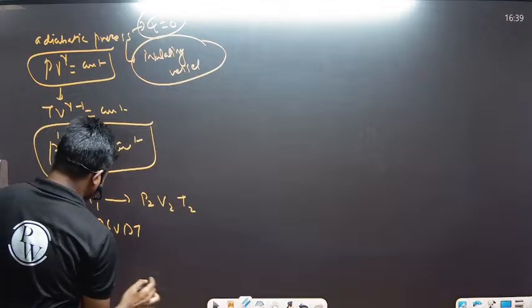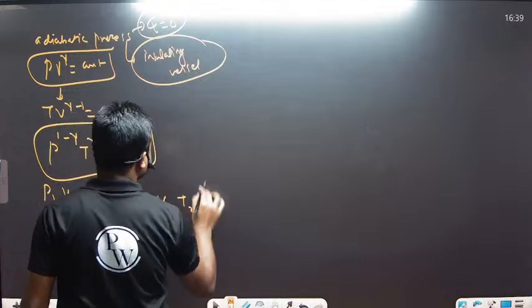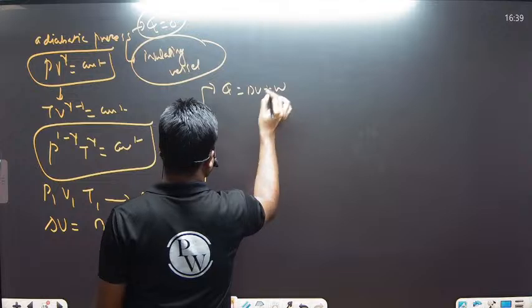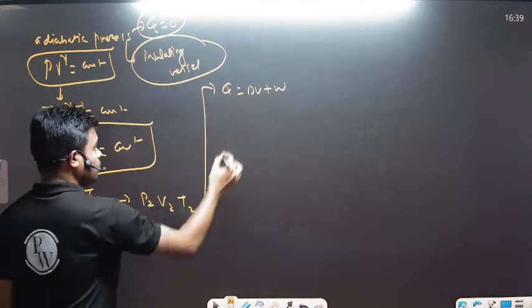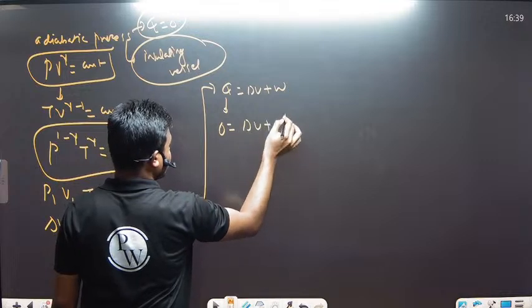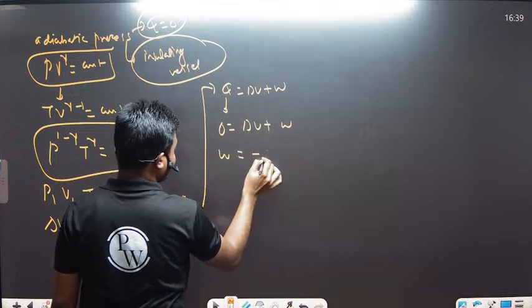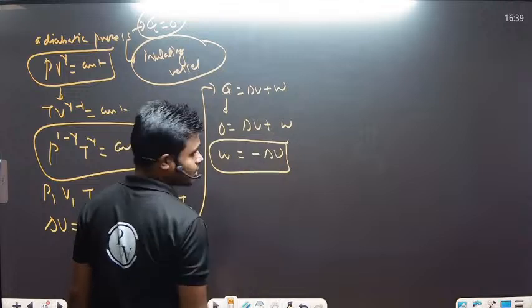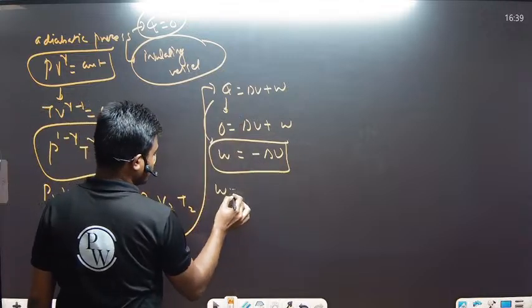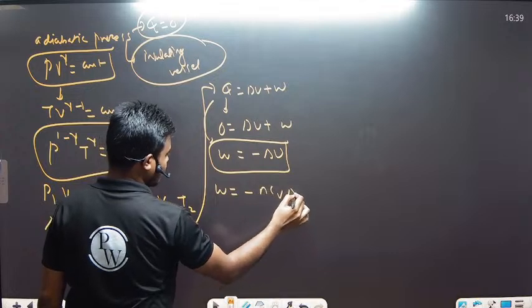So from here we can calculate work done. What is work done? If we talk about Q, what is Q? Q is equal to delta U plus W. So Q is 0, so delta U plus W equals 0. So what is W? Minus of delta U. Remember this: W equals minus of delta U in adiabatic process. So W is equal to minus of nCv delta T.